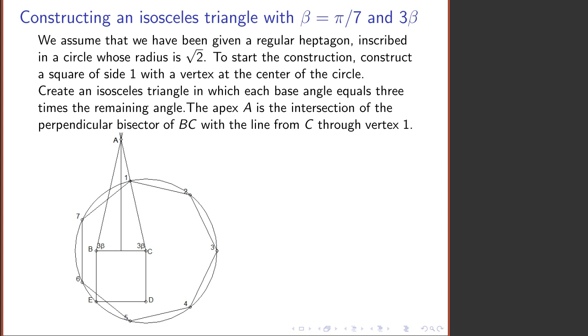And having extended it so it meets this perpendicular bisector, I construct the line joining B to where that line met the bisector. I now have an isosceles triangle, so both these angles are 3 beta, and what's left over at the apex is the angle beta, which is pi over 7.